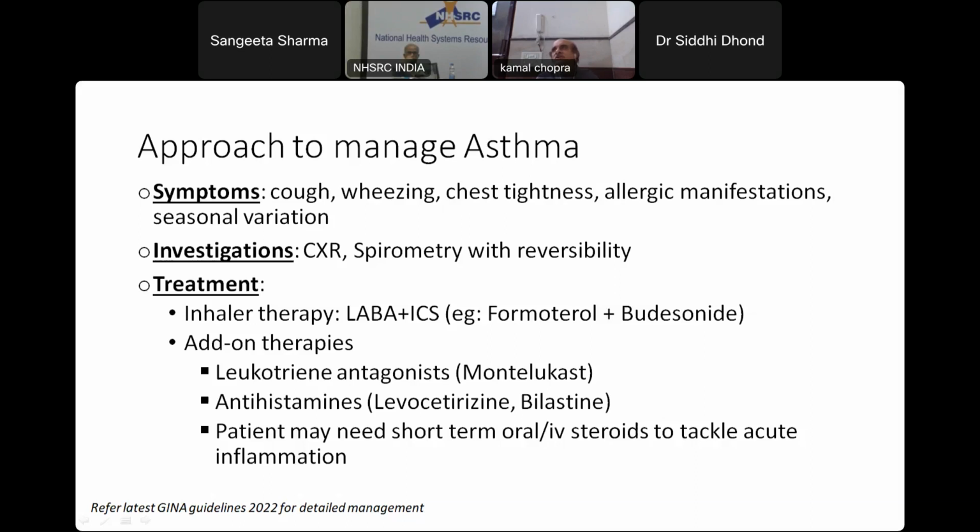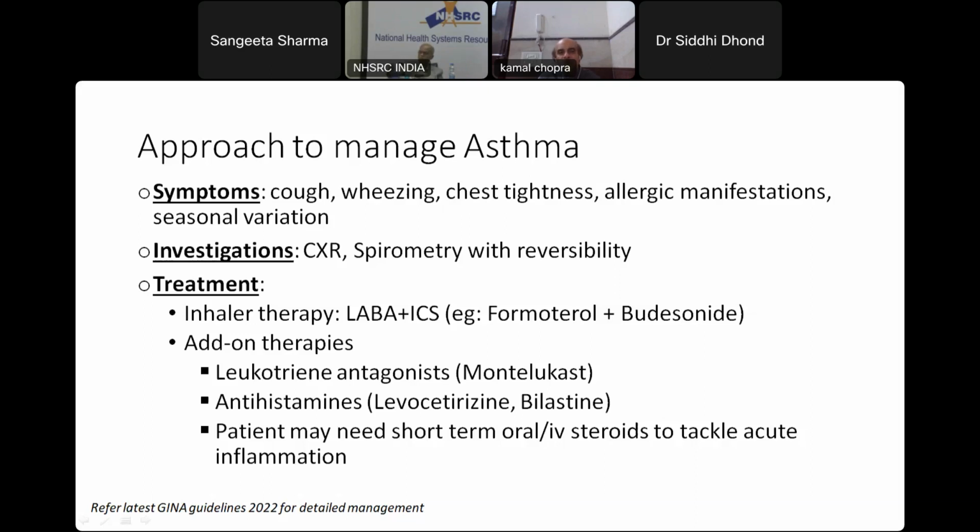Reversibility means we do a pulmonary function test, and after doing baseline PFT or spirometry, we give a bronchodilator by inhalation, and after half an hour we see the response. If the patient has improved, there is reversibility, which goes in favor of asthma. Then treatment: there are global guidelines available, and the mainstay of treatment nowadays is inhaler therapy. Advantages: the dose is in micrograms, it doesn't get much absorbed in the blood, so there are fewer chances of side effects with the drugs.